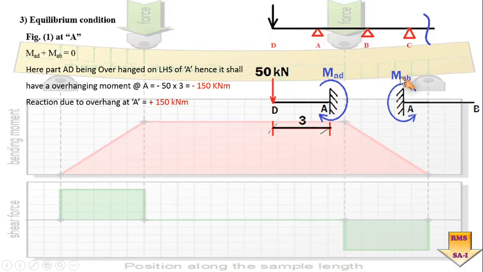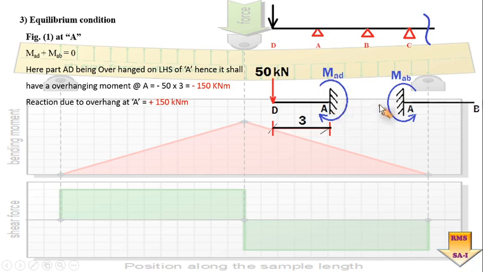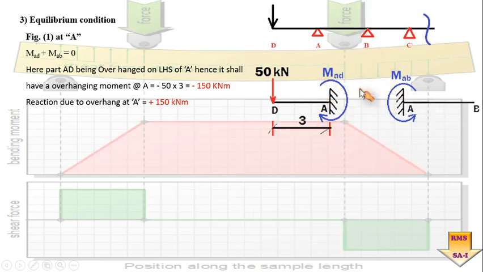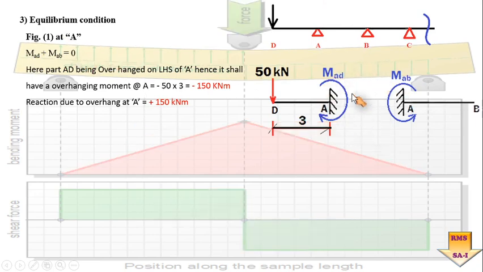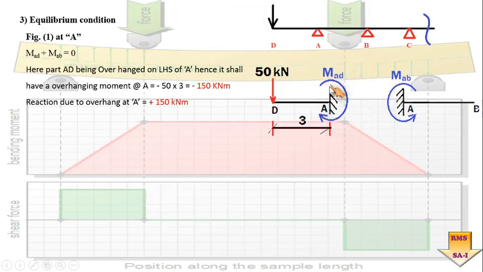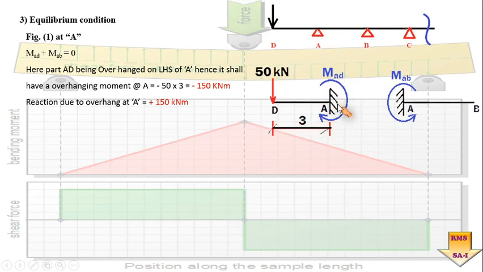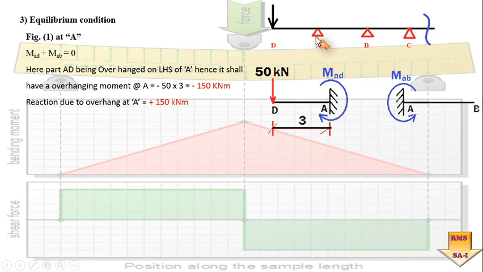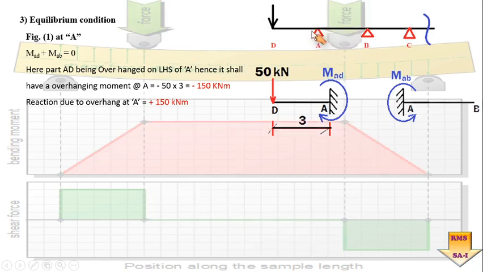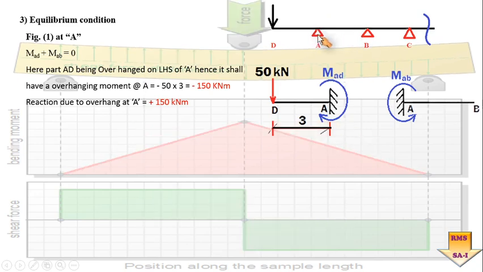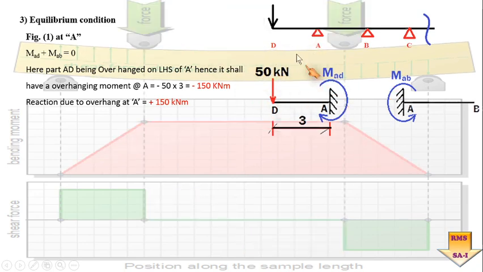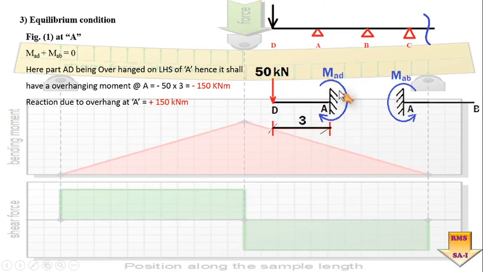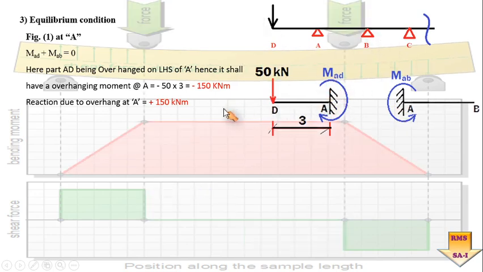Is it okay? So once I have MAB and MAD, the equilibrium of joint A is that MAD plus MAB should be equal to 0. Why? Because the total resultant moment about this point has to be equal to 0, because we know at a simple support there will not be any moment occurring, or at a simple support moment has to be equal to 0. Is it okay? So this is how we have tried to understand the first equilibrium condition by this particular example.